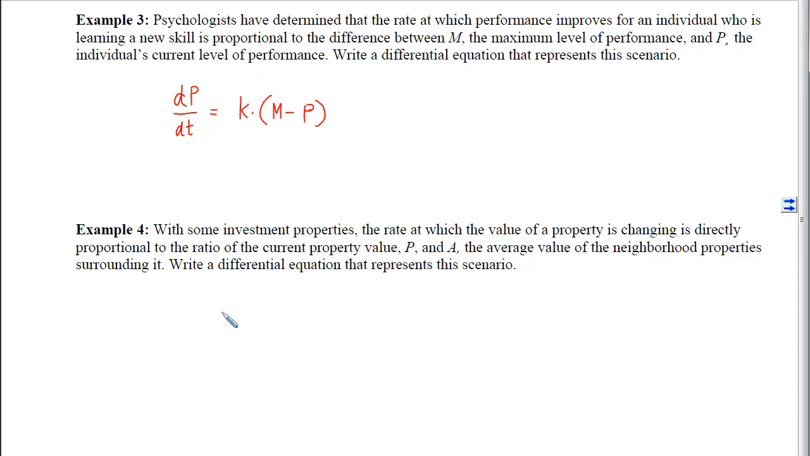Lastly, with some investment properties, the rate at which the value of a property is changing, so there again we've got a rate at which the value is changing. So we can say dV for the value, the rate at which the value is changing, is directly proportional to the ratio of the current property value. Oh, it looks like we have that. Property value is a P, not a V, so we'll change that V to a P, is proportional to the ratio of the current value and A, the average value of the neighborhood properties surrounding it. So here we have yet another differential equation that models the scenario.